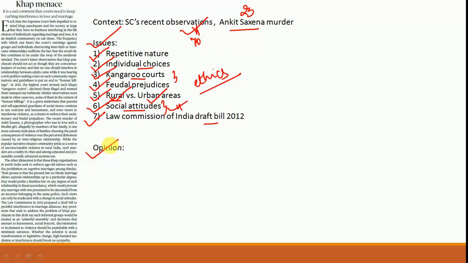Another thing is that the opinion this editorial has is a twin opinion: for bringing about a change, two steps are required. One is that the social attitudes should be changed. There should be a social transformation, and another should be a legislative change. So as we have discussed, this draft bill should be re-brought in the parliament. So this is the opinion, and indeed this is a vital opinion which you can use in your answers too. So that is the importance of this editorial.